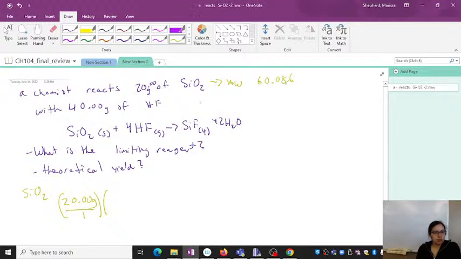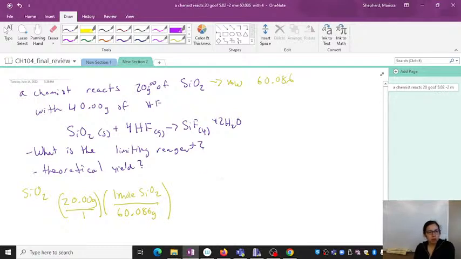60.086. So then we'll divide. So 1 mole of silicon dioxide is 60.086 grams. So then grams cancels. That leaves us with moles of silicon dioxide. And then, what do we do after that?